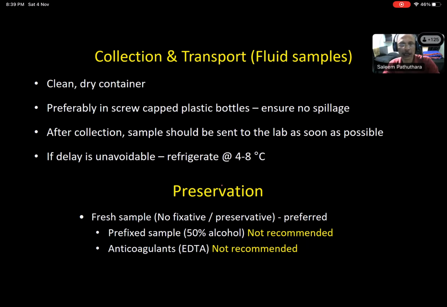As far as preservation is concerned, fresh samples are preferred over treated samples. Some others recommend prefixed samples, but we are not doing that. Prefixed samples using 50% alcohol are not recommended because it can precipitate the proteins, and anticoagulants such as EDTA or heparin are also not recommended.